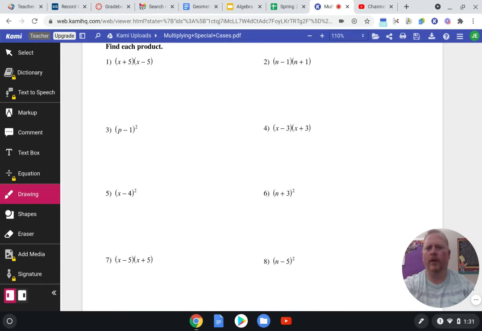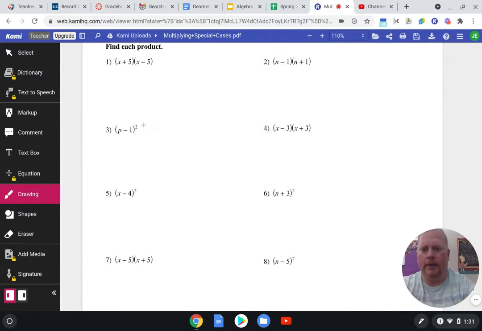So let's go ahead and do a few examples and see if we can solidify this. Here we have a worksheet all about doing special cases. Let's identify the ones that we can use the trinomial squares shortcut on. So 1, 2, I can't because it's not in the right format. But if we take a look at question number 3, that's in the right format. It's one set of parentheses with the square on the end.